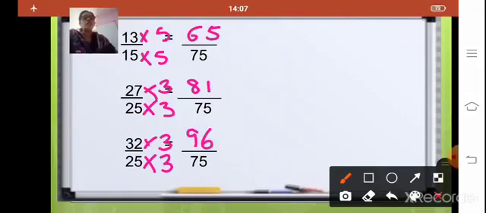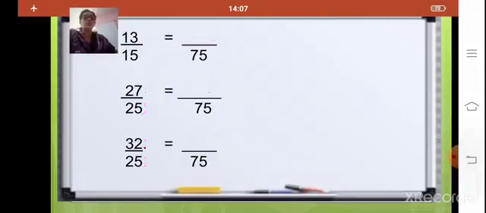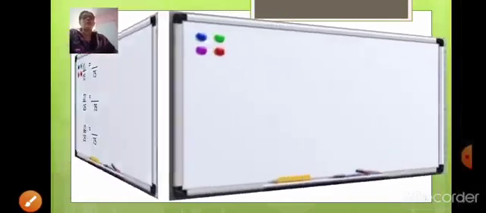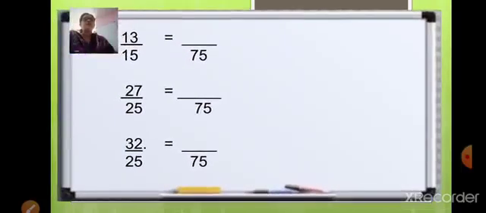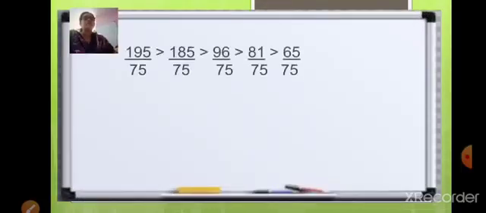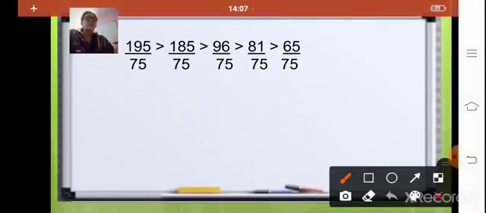Now what you are going to do is, you will compare the numerators. Yes, now here you got for the first fraction, that is 195 upon 75 is greater than 185 upon 75. 185 is greater than 96 upon 75. 96 is greater than 81 upon 75. And 81 is greater than 65 upon 75. Now can you see, children, here all the denominators are same.